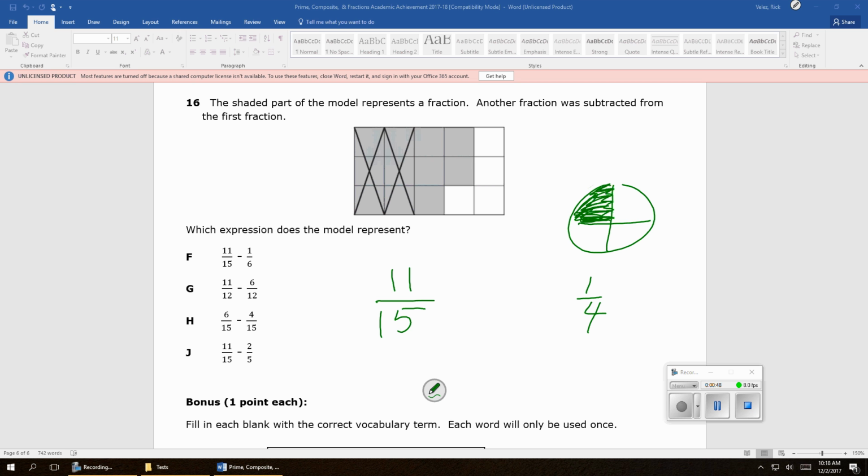And then the second part of that word problem says another fraction was subtracted from the first fraction. So then they took a fraction out. So obviously that tells you subtract. So we know it's going to be subtract.